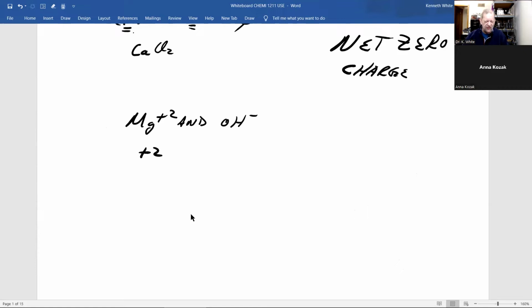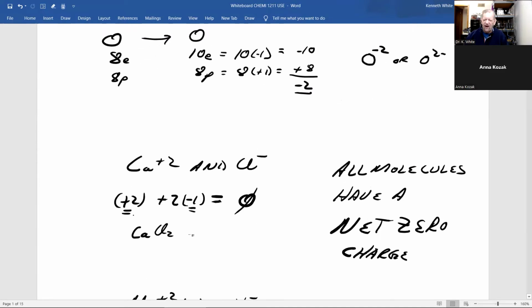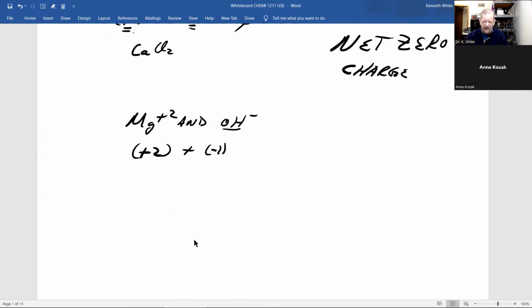Magnesium is a +2. Hydroxide, polyatomic ion, is a -1. And as I have written here, all molecules have a net 0 charge. So when you add up the charges, it has to equal 0. It doesn't. Well, if this is a +2, this should be a -2. You can't change the charge, but you can change how many there are. And I'll put 2 there. This is a +2, 2 times -1 is -2, and it will add up to 0.